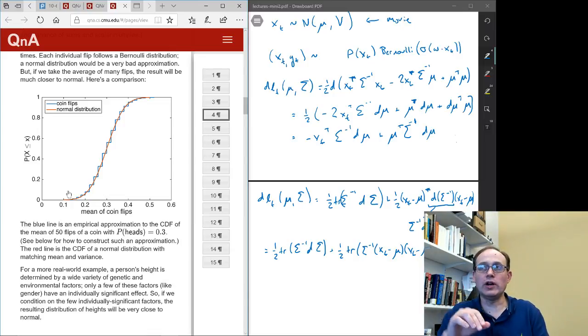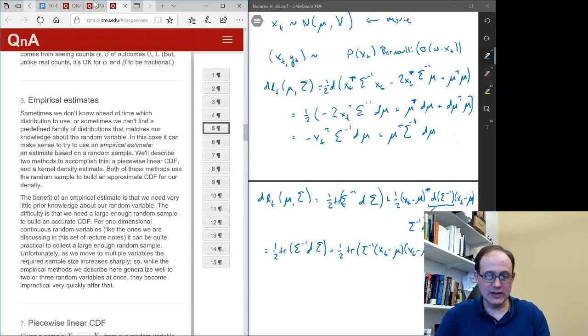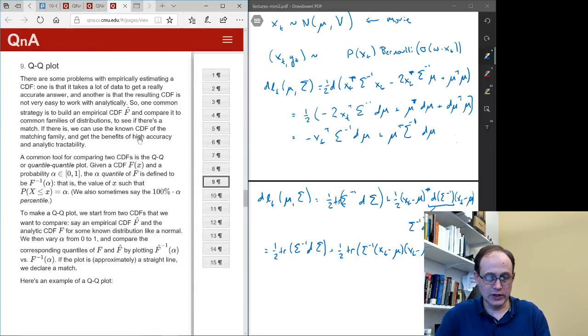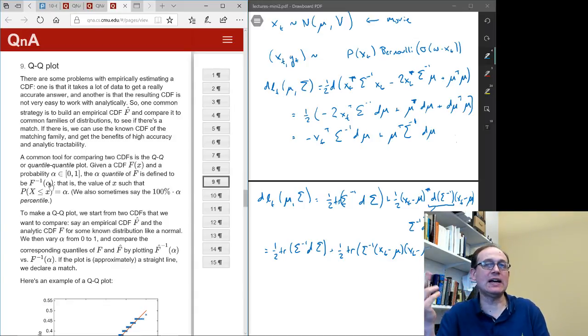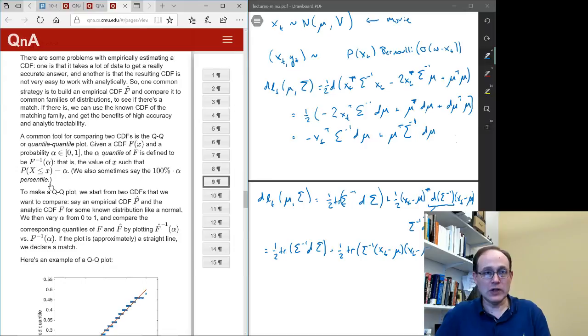The formula for it is just the inverse of the CDF, right? So the alpha quantile of a CDF F is just F inverse of alpha. And we'll sometimes say percentiles as well, right? So the 0.2 quantile is the same as the 20th percentile. The 50th percentile is also called the median. That's the 1/2 quantile. All right, and so that's what a quantile is.